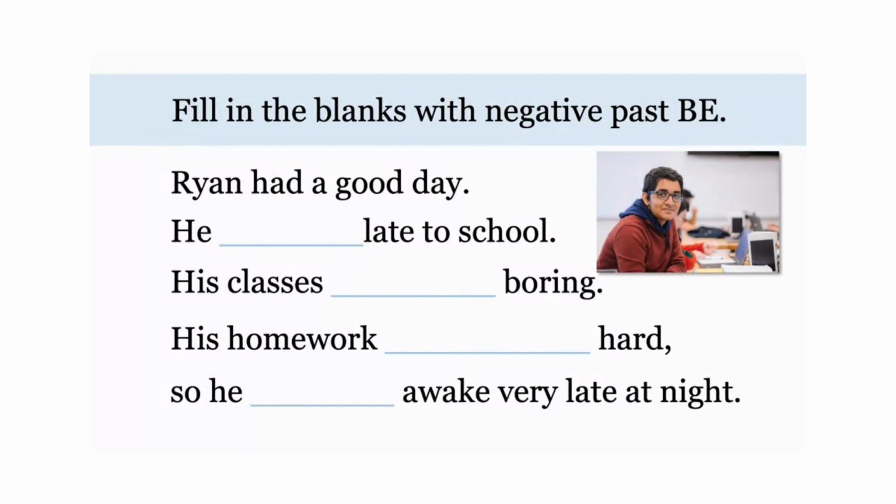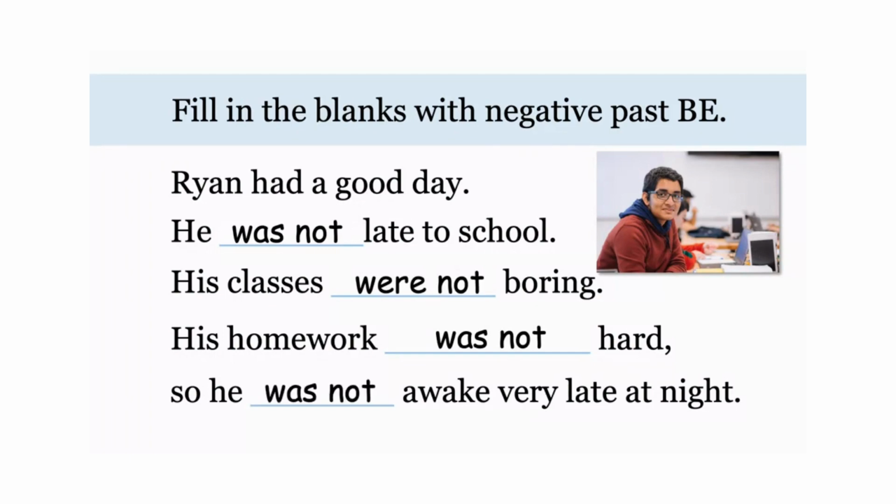Okay, you try. Look at the sentences. Fill in the blanks with the negative past of be. What do you need? Was not or were not? Ready? Ryan had a good day. He was not late to school. His classes were not boring. His homework was not hard, so he was not awake very late at night.